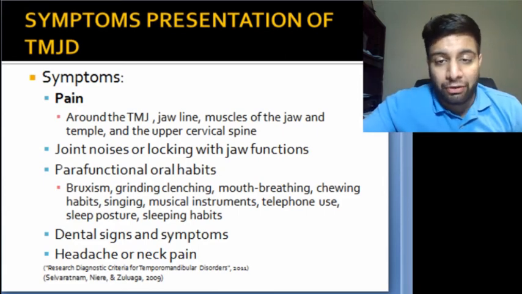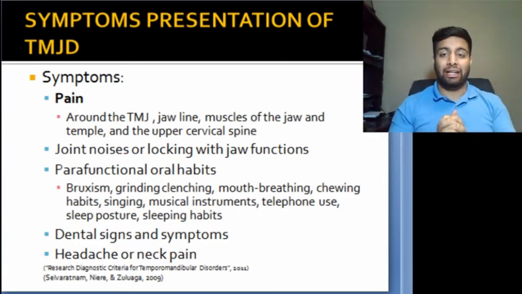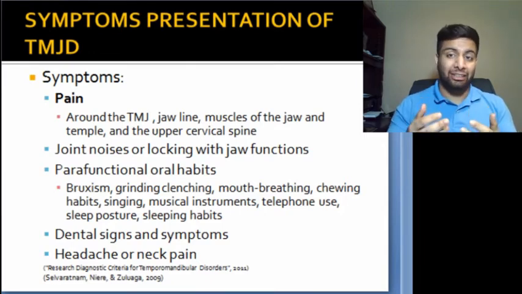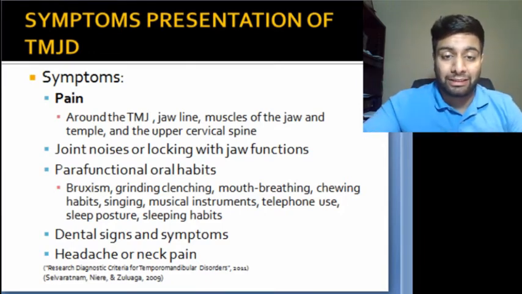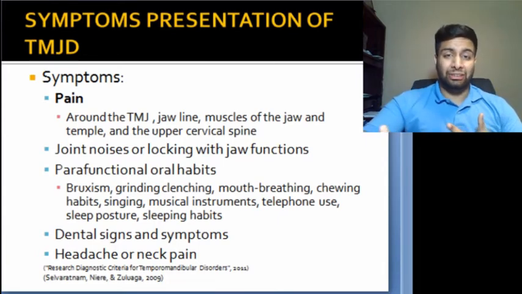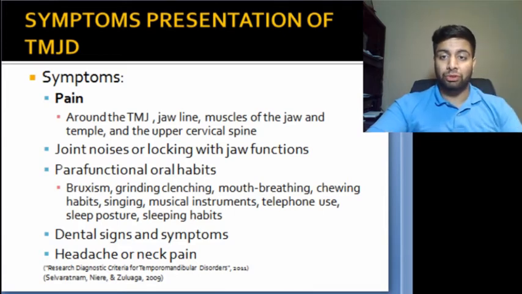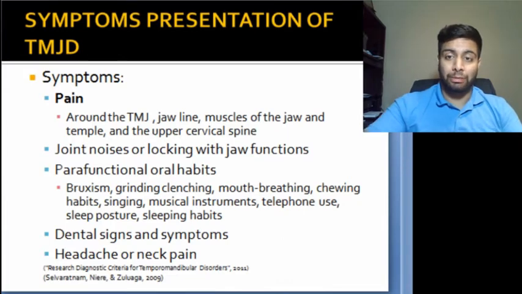Usually, they have parafunctional oral habits, like bruxism, which is grinding of the teeth, clenching of the mouth, if they're mouth breathers, or if they have chewing habits like biting on nails, biting on pens or pencils. People who sing and play musical instruments, who use their mouth, also usually experience TMJ pain and dysfunction. You're looking for dental signs as well, such as braces and wisdom teeth removal or having wisdom teeth. Then you have headaches or neck pain, which can also be associated with and presented in people with TMJD.